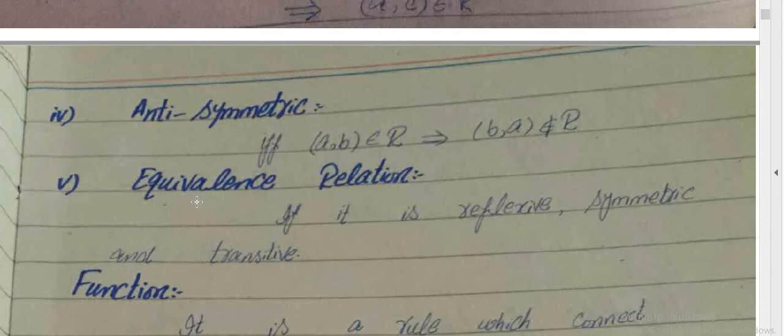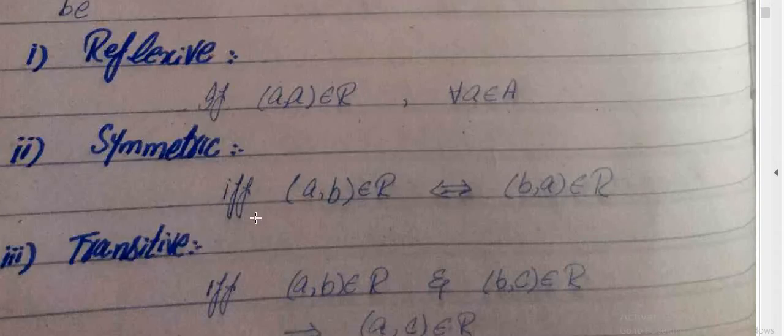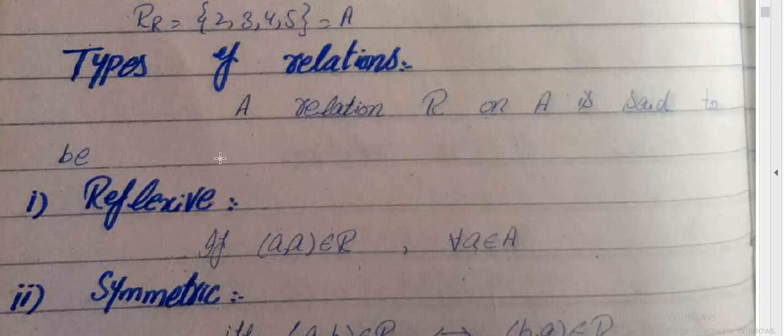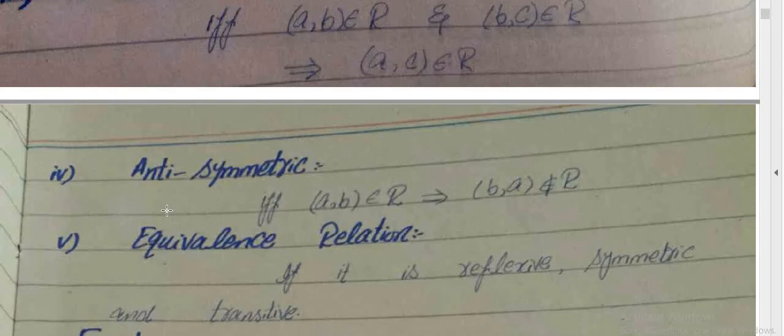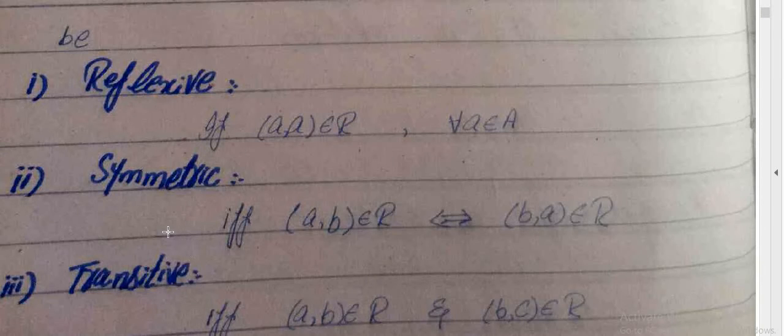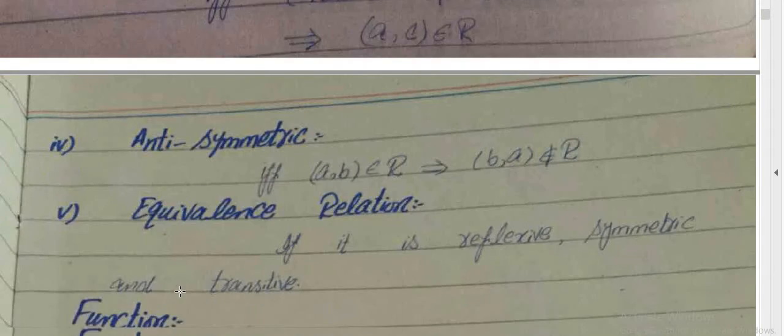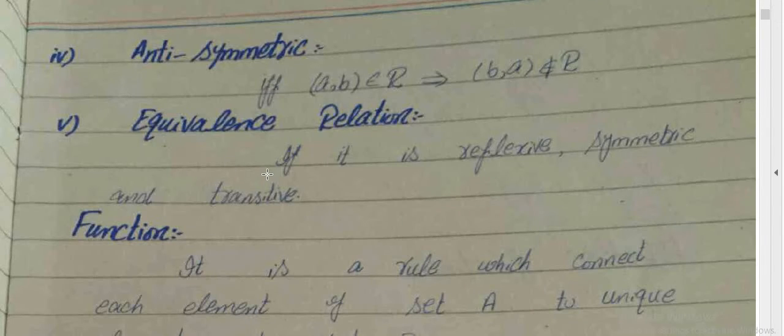And then the next definition is an equivalence relation. A relation is called an equivalence relation if it is reflexive, symmetric and transitive. So here is the definition: a relation is called equivalence if it satisfies the properties of reflexive, symmetric and transitive. Then we say that this relation is an equivalence relation.